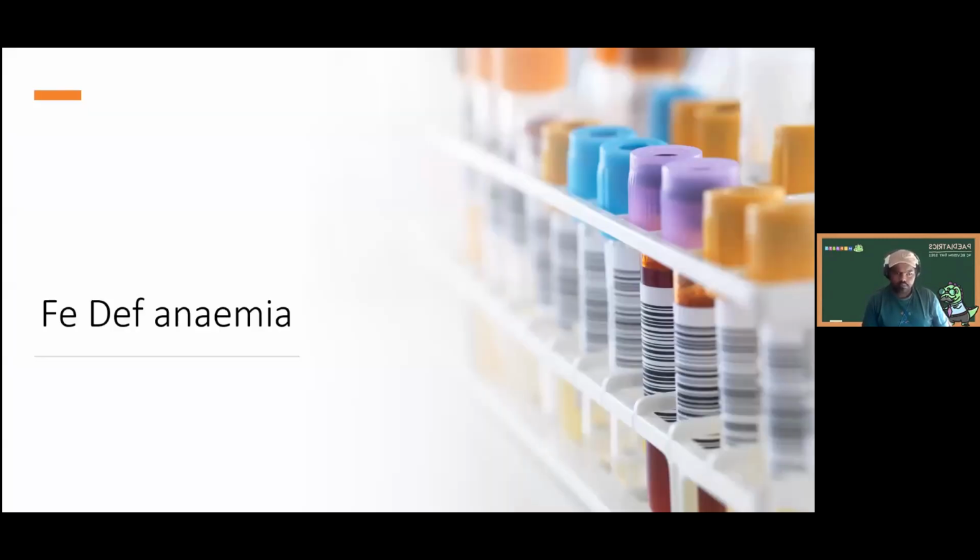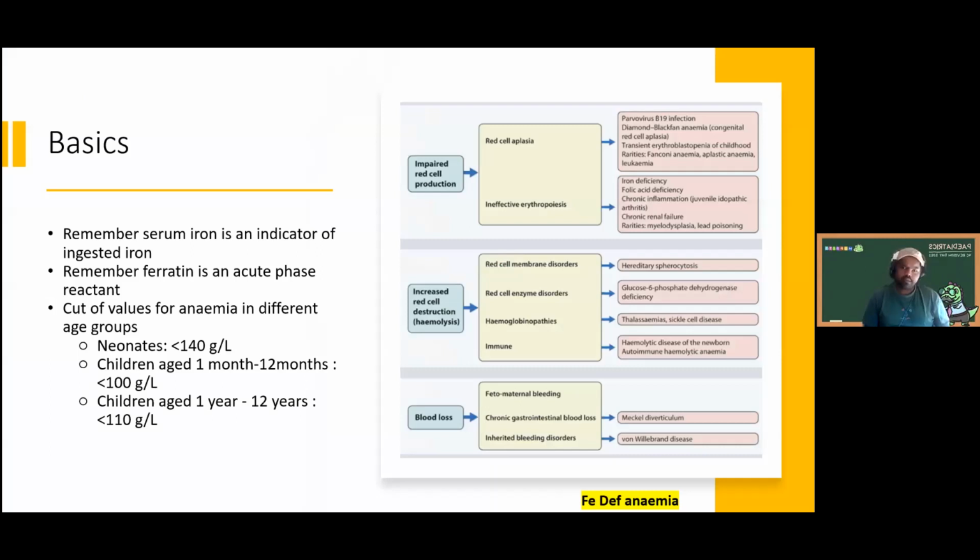So we'll start off with iron deficiency anemia. It's a really big topic, but I found that going from third year to fourth year, I really knew the basics, but there were a couple of things that I didn't have a good grasp of. The basic things to remember is that ingested iron is an indicator of the serum iron, and that ferritin itself is an acute phase reactant, so it does go up in inflammatory conditions. And there are different cutoff values for anemia in different age groups. I don't think you necessarily need to remember the cutoff values because they often give them to you in the exam, but it's just something to keep in mind.